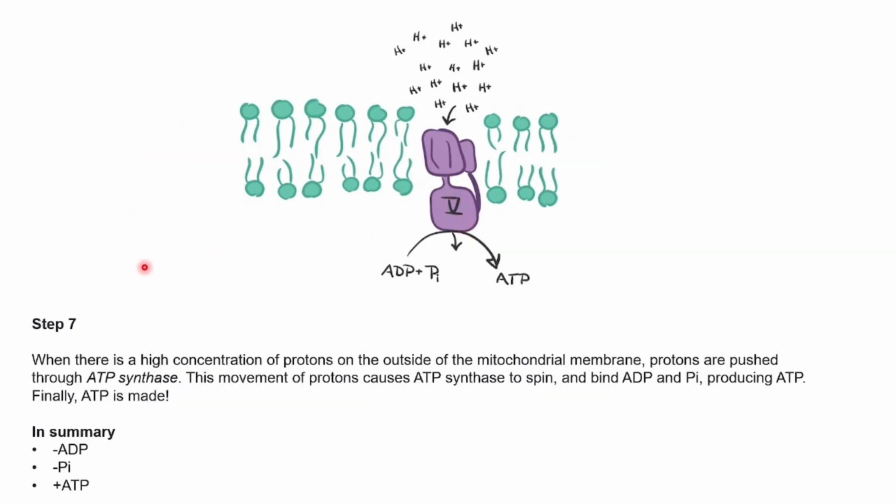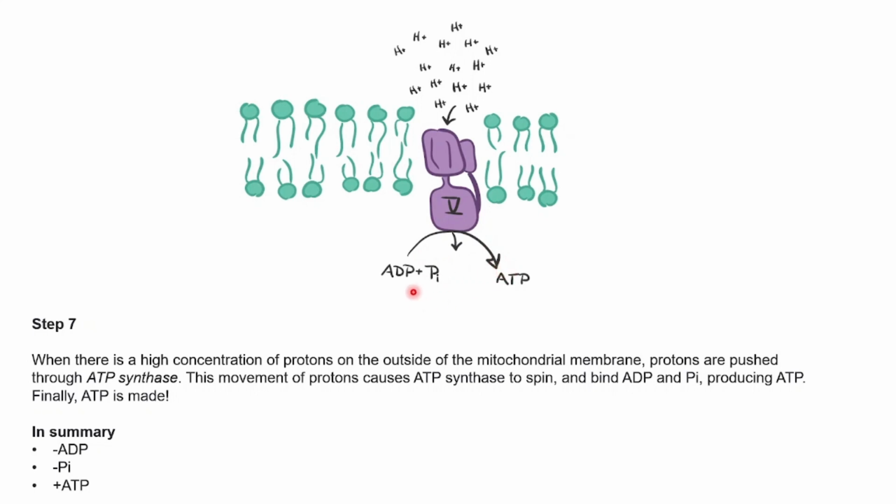So in this step 7, the final step, when there is a high concentration of protons on the outside of the mitochondrial membrane, that is the intermembrane space, the protons are pushed back in through ATP synthase. This movement generates the PMF, or the proton motive force. This movement of protons causes the ATP synthase to spin and bind ADP and Pi, inorganic phosphate, producing ATP, which is the adenosine triphosphate, or the energy currency of the cell.